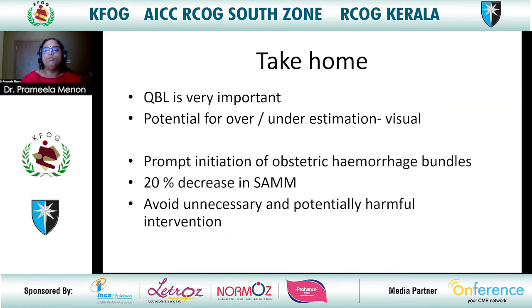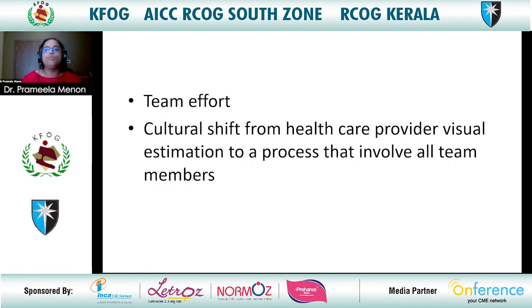So to take home, quantification of blood loss is very important, because your visual estimation has got a potential for both over and underestimation. And prompt initiation of this helps in saving many lives, and it also avoids unnecessary and potentially harmful interventions. So what does it take? It just takes a team effort. You need to shift your perspective from a single healthcare provider to a team which will take care of it.